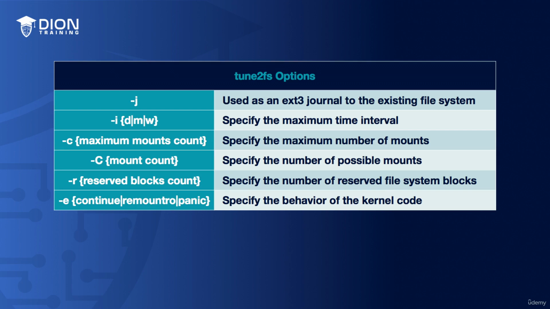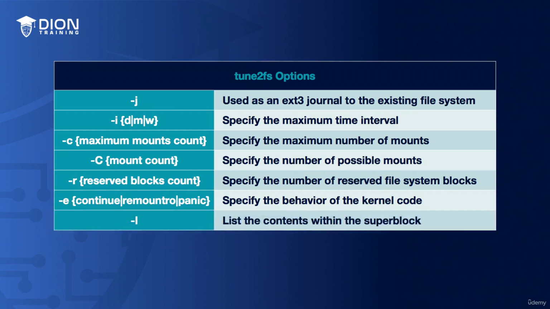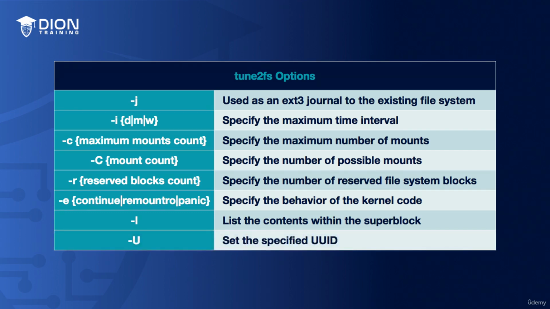be able to specify the behavior of the kernel code, whether the file system should continue with normal execution, whether it should remount the file system in read-only mode, or whether it should cause a kernel panic whenever an error is detected. If you use the option -l, it's going to be used to list the contents within the superblock of the file system. And finally, if you use the option -U with the UUID, you can specify the UUID for the file system that you want set.